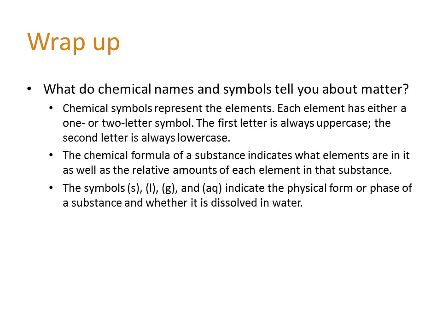The chemical formula of a substance indicates what elements are in it as well as the relative amounts of each element in that substance. The symbols S, L, G, and AQ indicate the physical form or phase of a substance and whether it is dissolved in water.